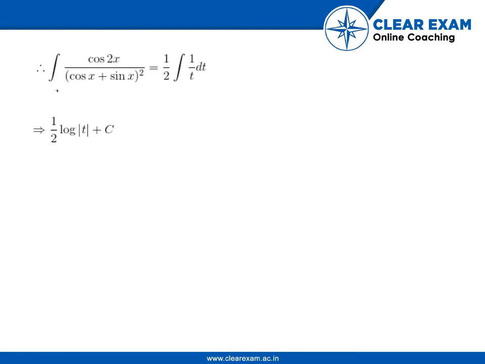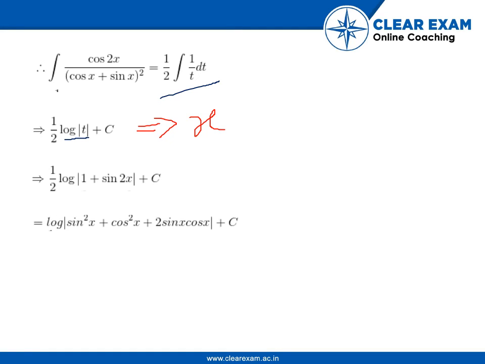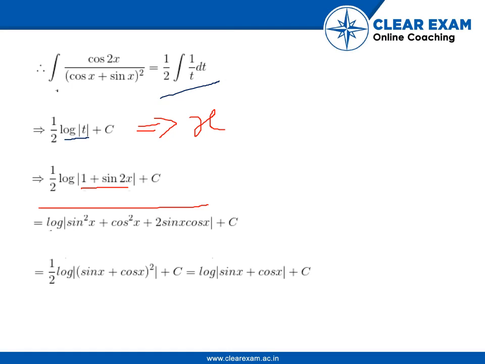So we have cos 2x divided by (cos x + sin x) raised to the power 2, which can now be written as 1 upon 2 into the integration of 1 by t dt. Now the integration is pretty easy, as we already know that the integration of 1 by t is log modulus t. But before signing off with the final answer, we need to remember that t needs to be back substituted into the original variable, that is x. So what did we assume t as? We assumed t as 1 plus sin 2x. So that is our final answer: half of log of 1 plus sin 2x plus c, where c is an arbitrary constant.